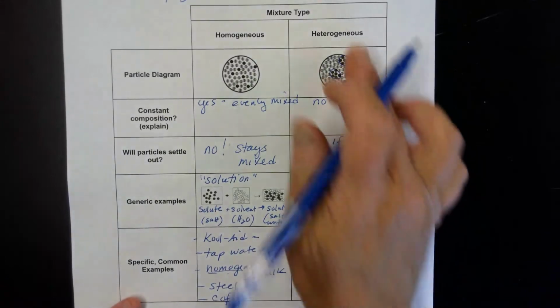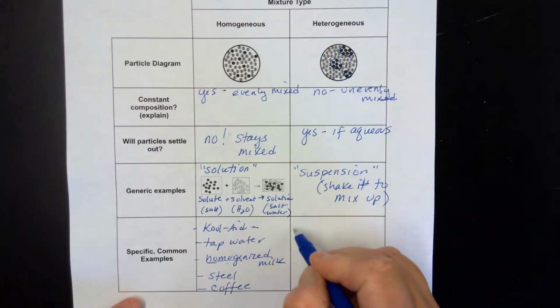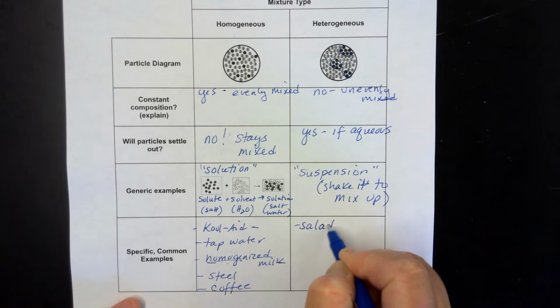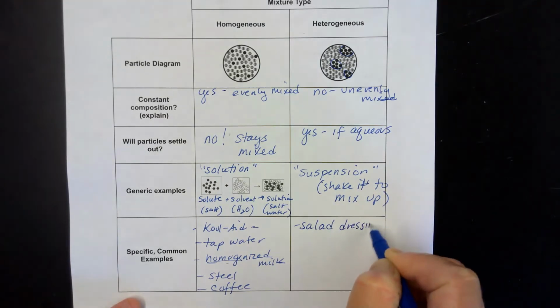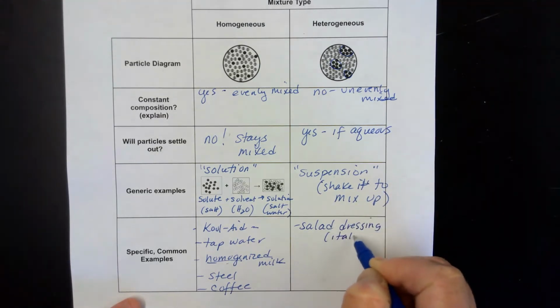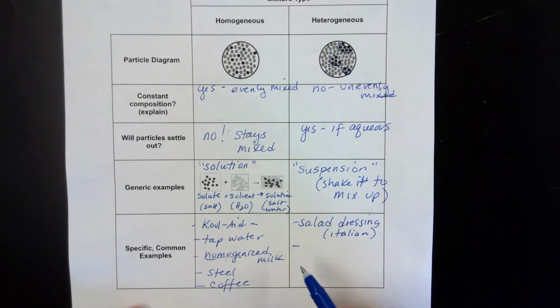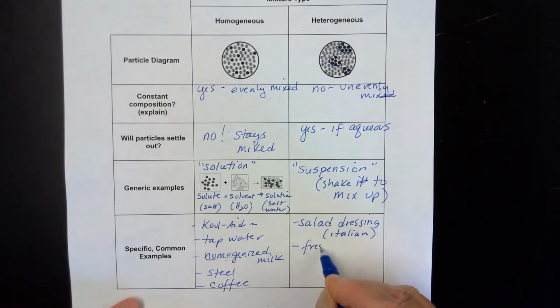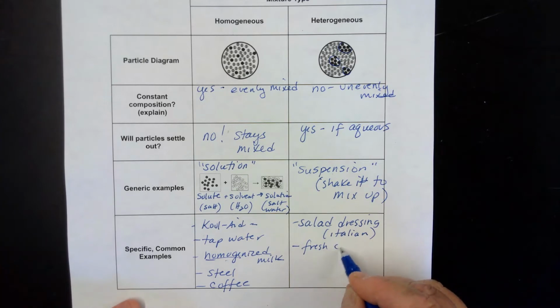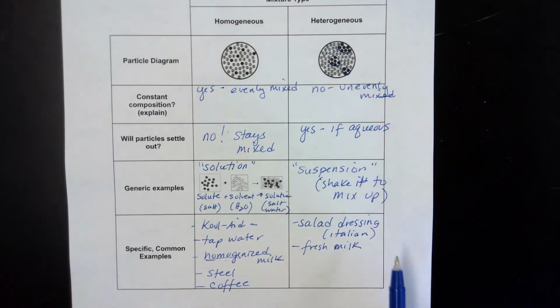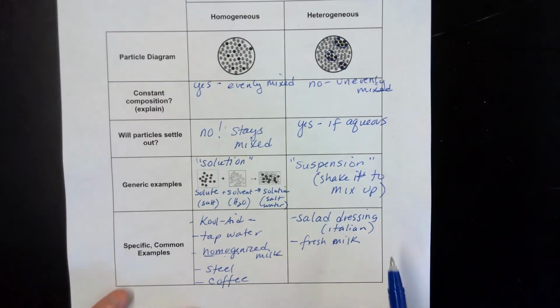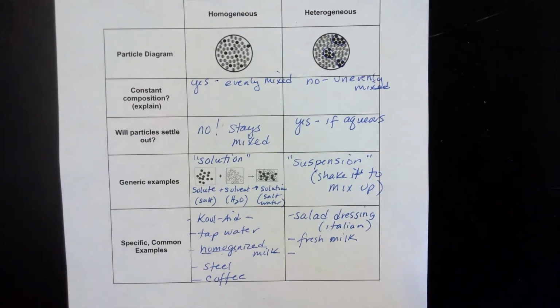Examples of suspensions or heterogeneous mixtures are, we mentioned it earlier, salad dressing, specifically Italian, when you have the vinegar and oil. You have to shake it up to make it stay as mixed as possible. Fresh milk, when it comes right out of the cow, right? If you have fresh milk and you let it sit, the cream will rise to the top. It is not naturally a solution.